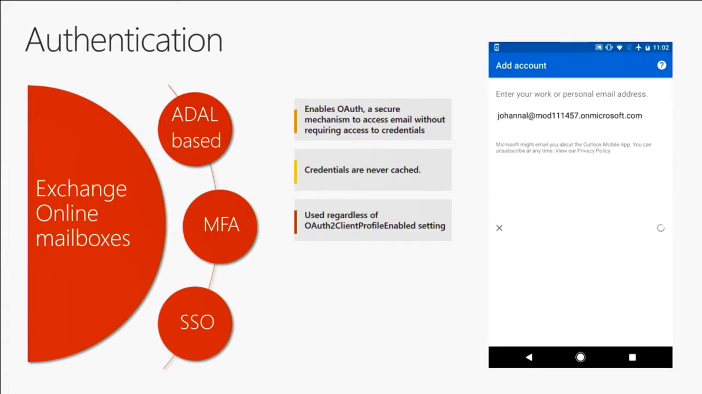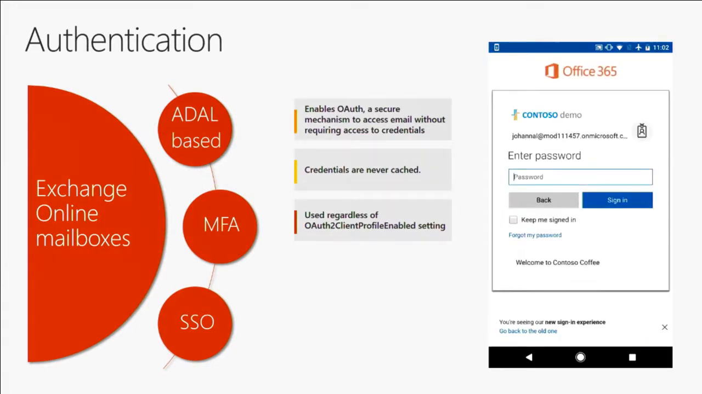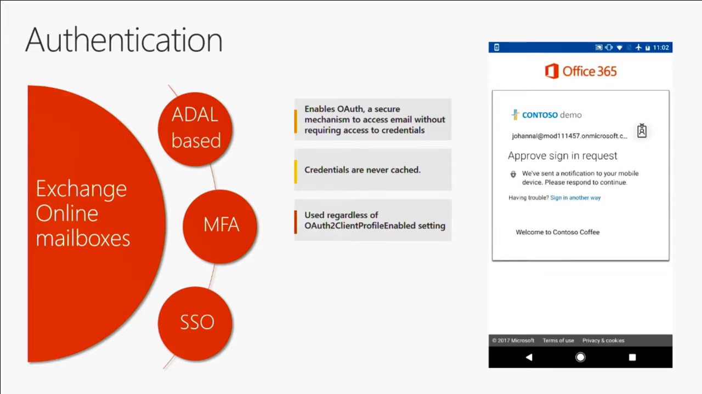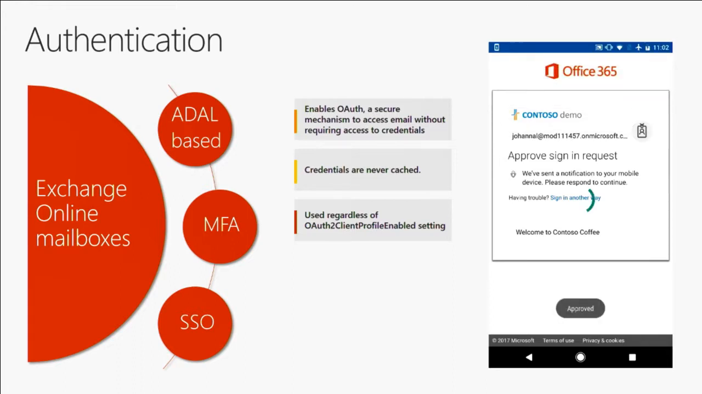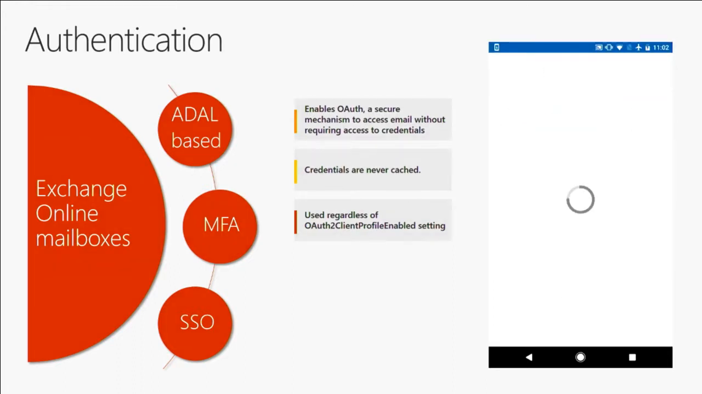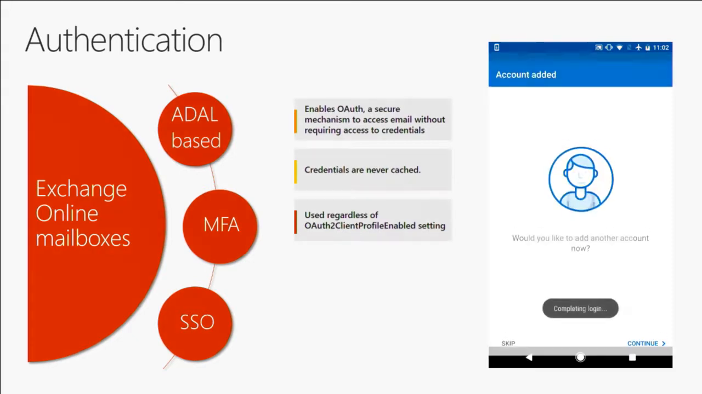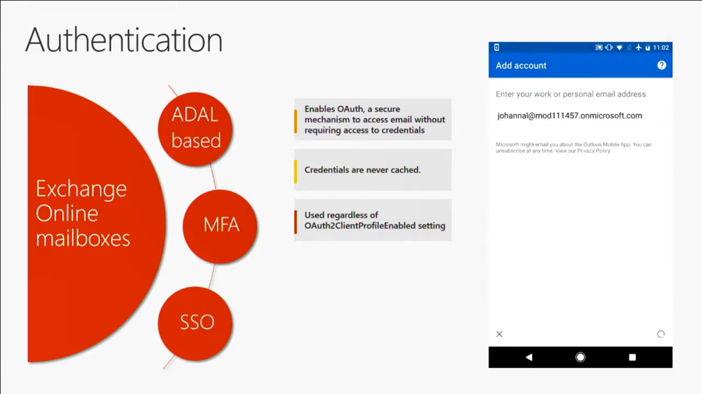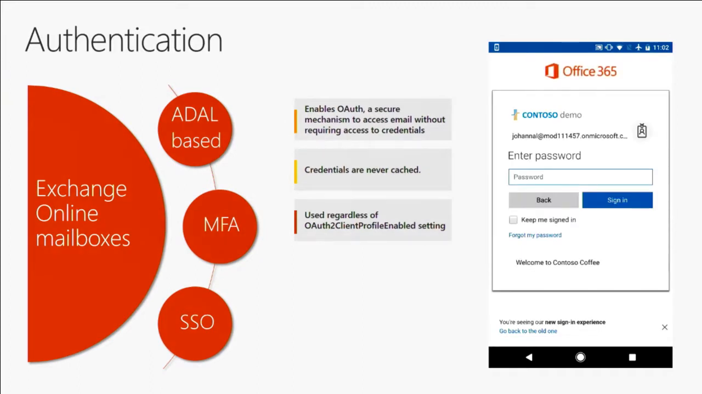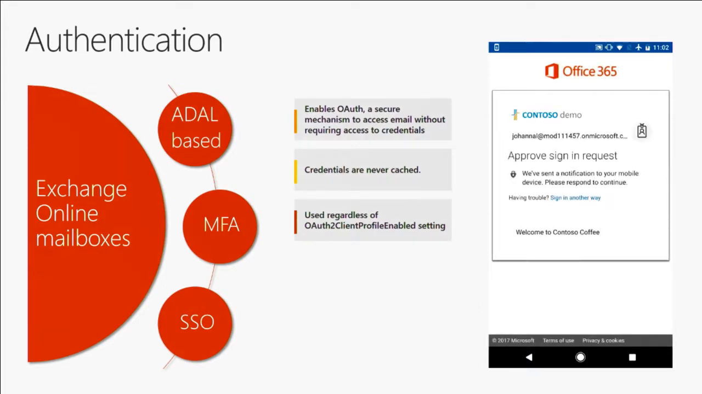There's always a question that comes up around authentication and what type of authentication model is used by Outlook Mobile. Outlook Mobile is a modern authentication-enabled client. For the people who don't know what we mean by that fancy marketing term of modern authentication, that is OAuth as the authentication protocol, where we use an identity solution to authorize the user to have access via a token. That happens independently of whether you have enabled OAuth for Outlook 2013 or Outlook 2016 via the OAuth 2 client profile enabled parameter in Exchange Online. We will always use OAuth for Outlook Mobile in this scenario.